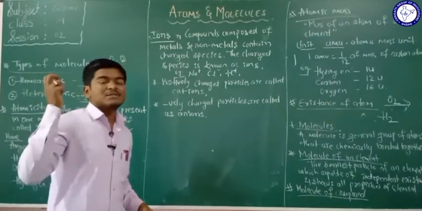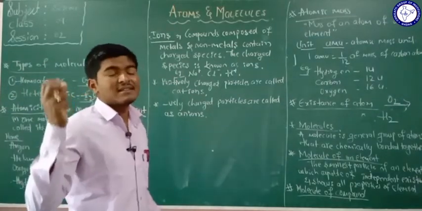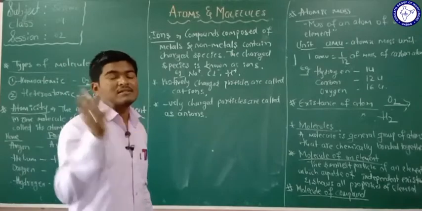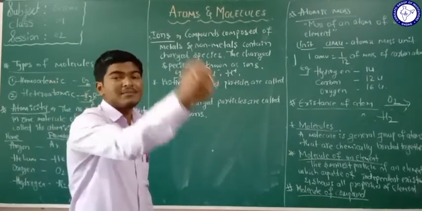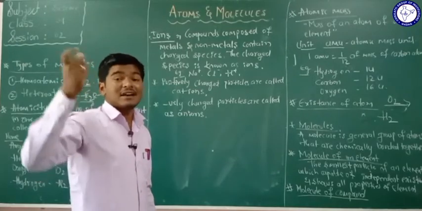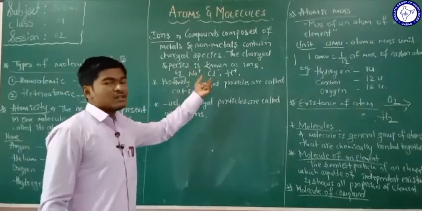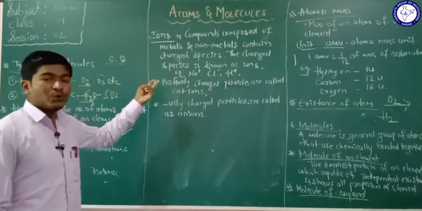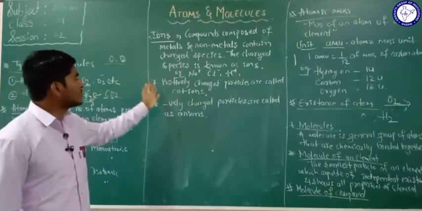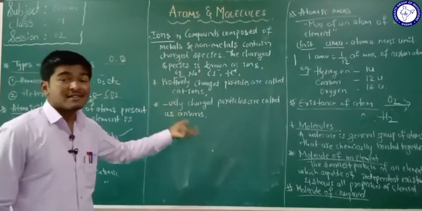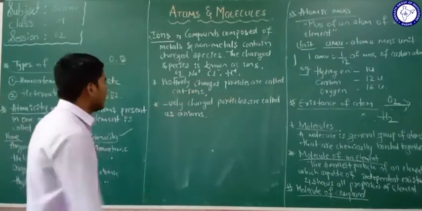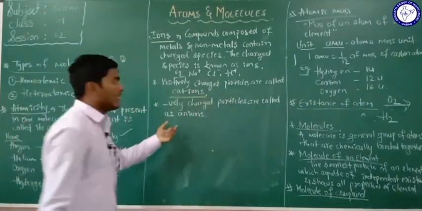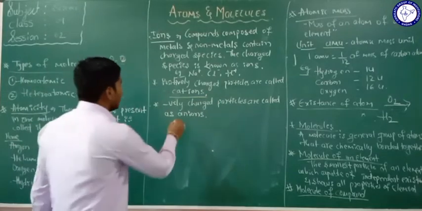So the compounds contain some metals and non-metals, and they carry some charges. Those charges are nothing but the ions. There are two types of charges: one is a positively charged particle, another is a negatively charged particle. Positively charged particles are called cations, and negatively charged particles are called anions.